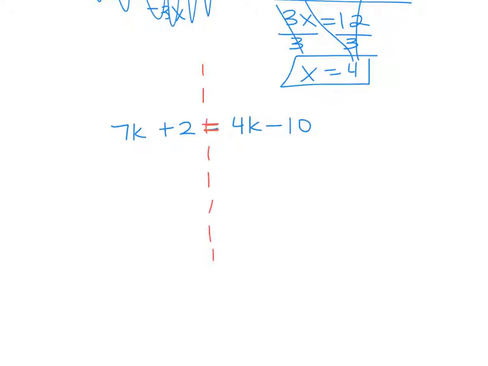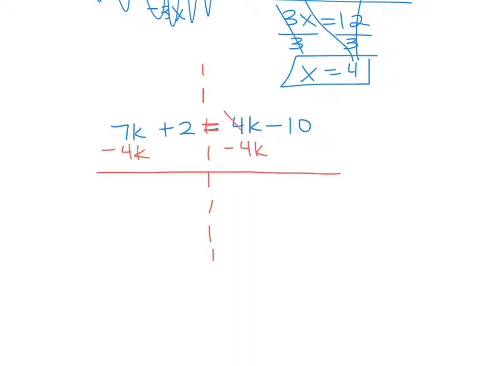How do I get rid of one? And which one would you get rid of? Take away the 4k. Okay? If you took away the 7k, that's okay. You're just going to get a negative, which means in your last step, you would have to divide by a negative. Not a problem, just not as easy. So we're going to subtract 4k on both sides. And make sure you're only subtracting from things that have a k, right? You can only combine like terms.